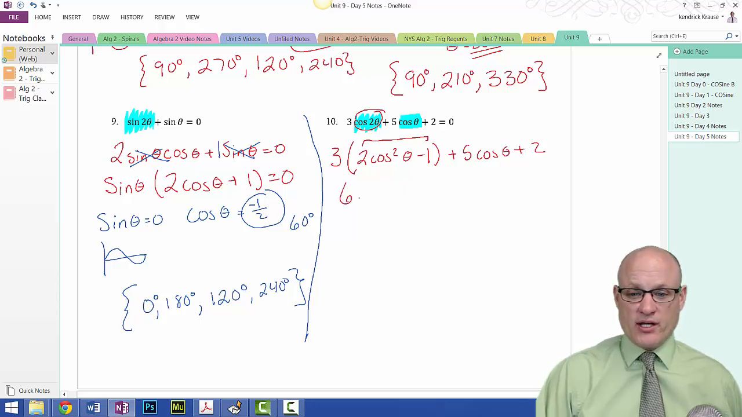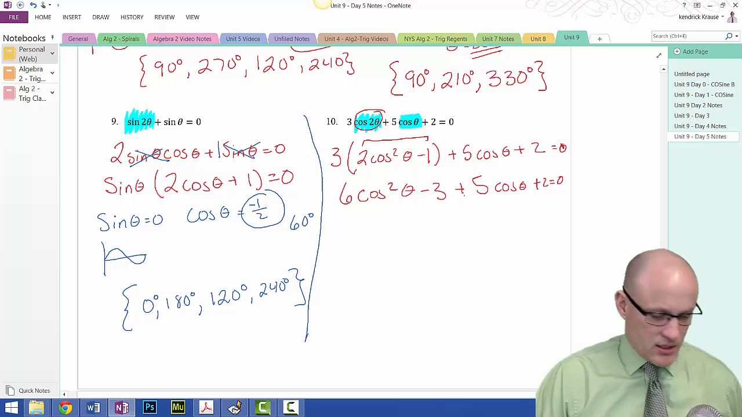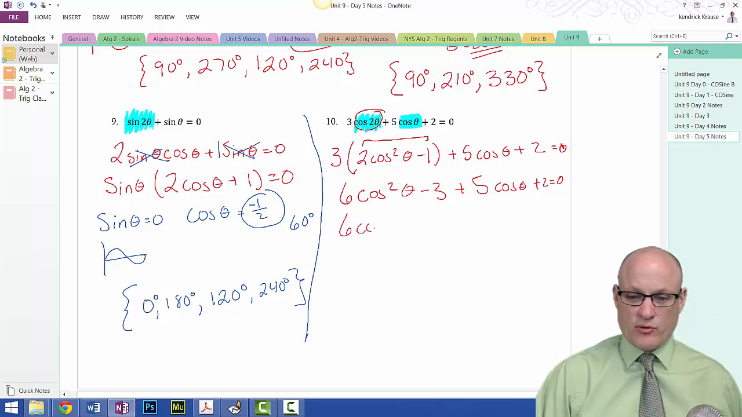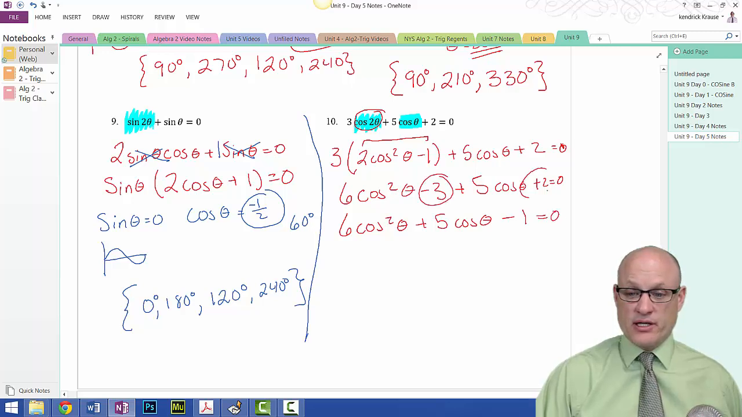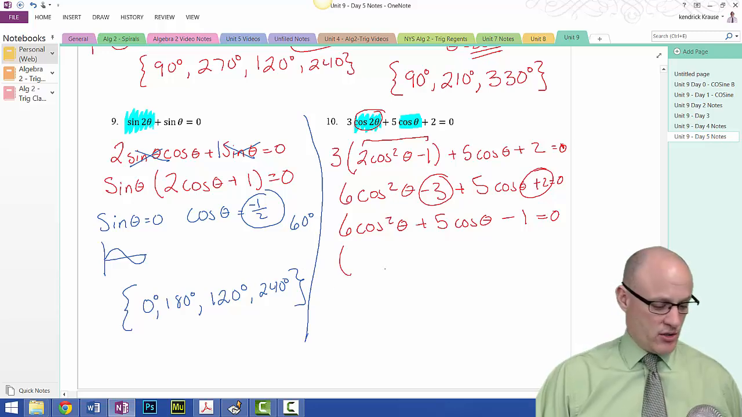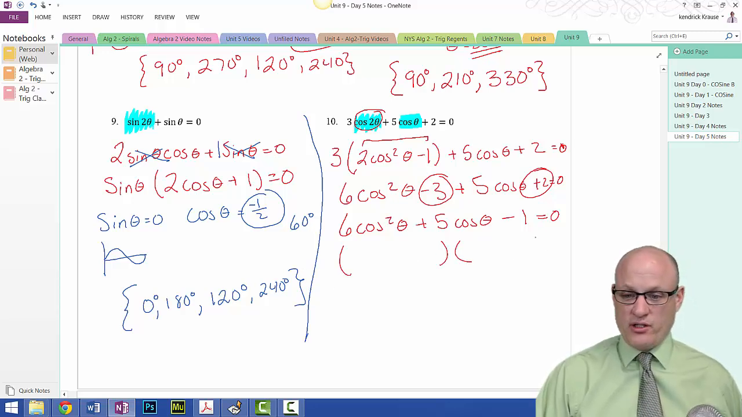All right, 6 cosine squared theta minus 3 plus 5 cosine theta plus 2 equals 0. All right, let's see. We got 6 cosine squared theta plus 5 cosine theta minus 1 equals 0, because when I combine the minus 3 and the positive 2, I get negative 1. We are almost done. I will make your life easy. If you want to try this on your own, pause it right now.